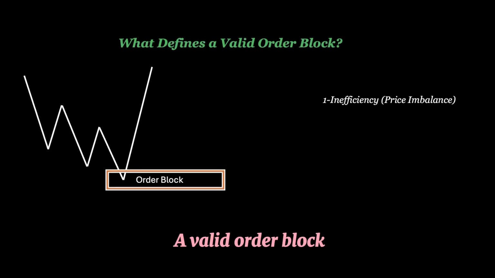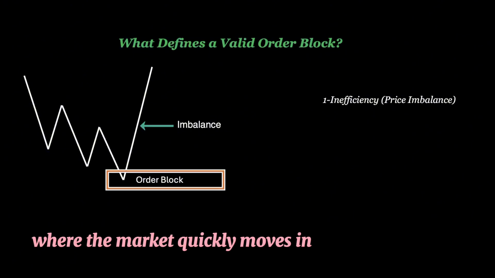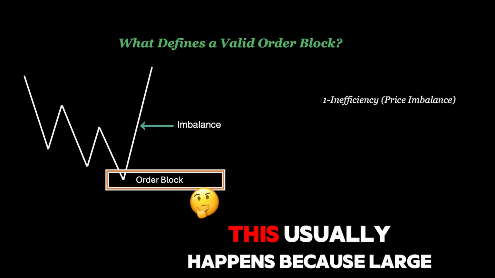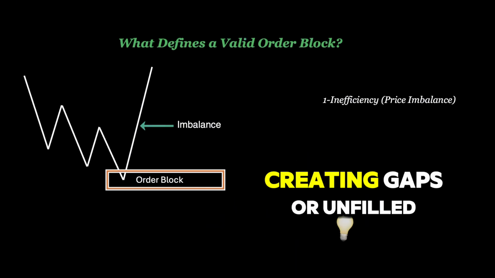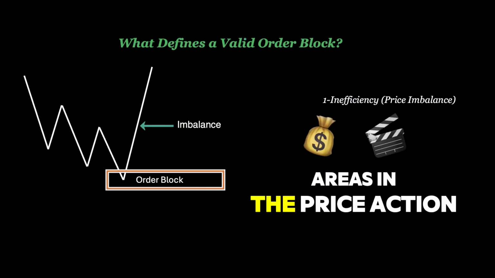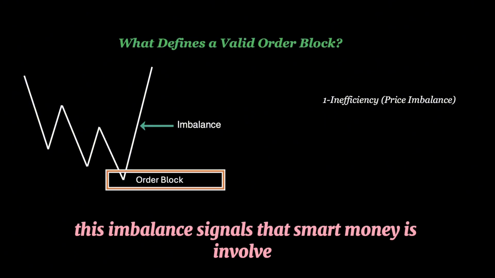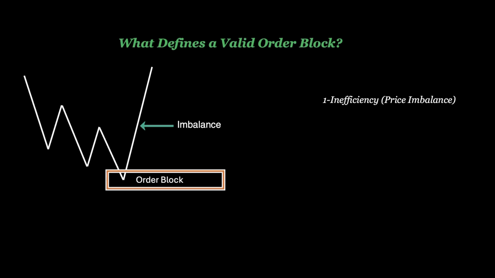Inefficiency. A valid order block often reflects an inefficient price move, where the market quickly moves in one direction, leaving behind a clear price imbalance. This usually happens because large institutional orders push the market sharply, creating gaps or unfilled areas in the price action. This imbalance signals that smart money is involved, and the market will likely return to that area to rebalance the price. The second key condition.